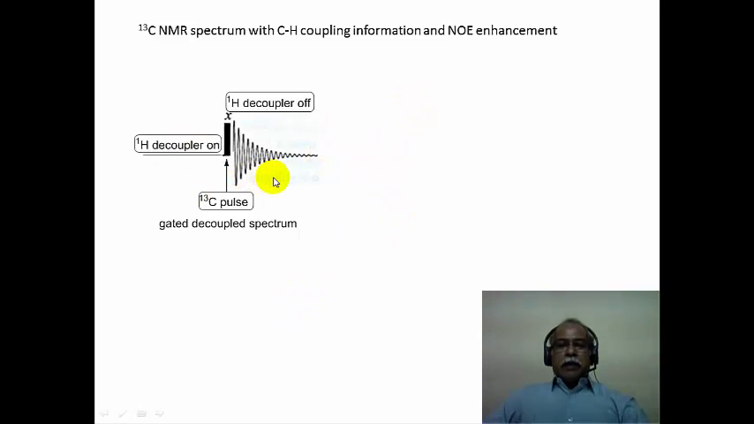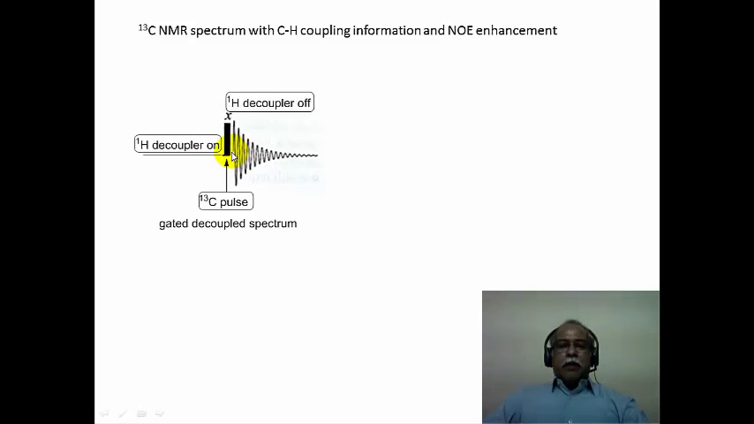This is the diagram of the pulse sequence in a gated decoupled spectrum. In other words, the proton decoupler is turned on. The proton spins are now getting saturated at this stage, and it is turned off at this point where the carbon 13 pulse, or the radio frequency corresponding to carbon 13, is applied as a pulse, and after the pulse is over, the free induction decay starts.